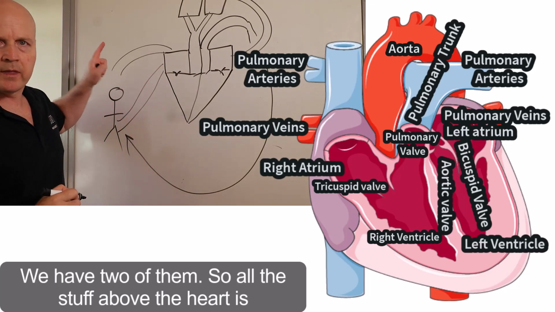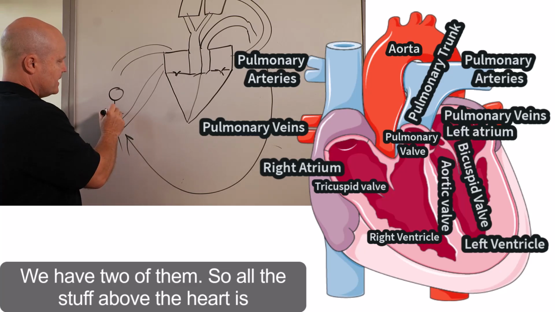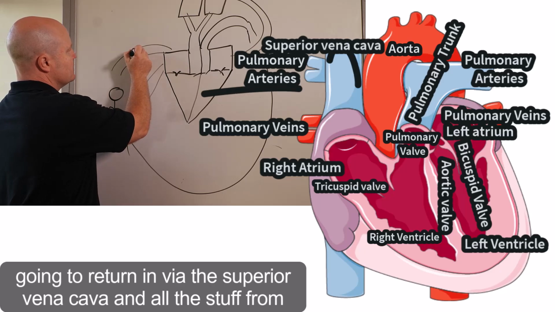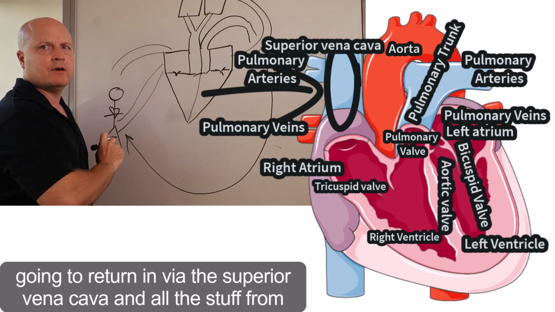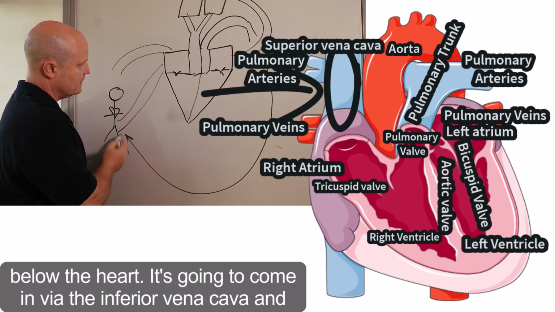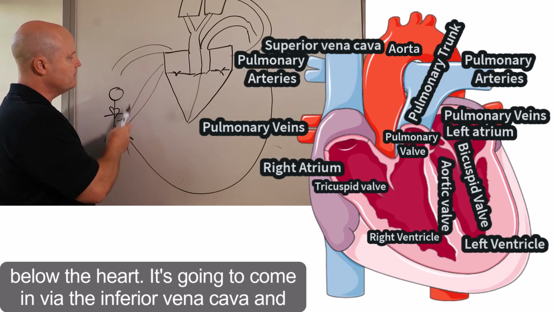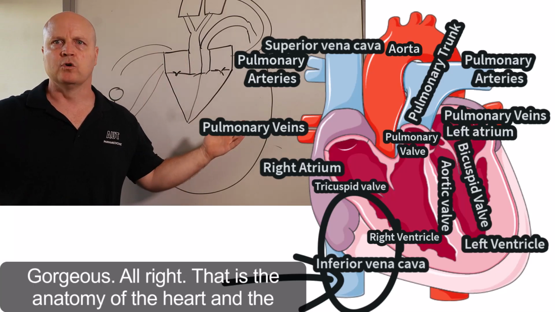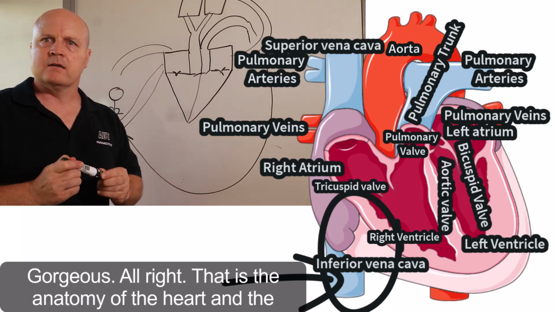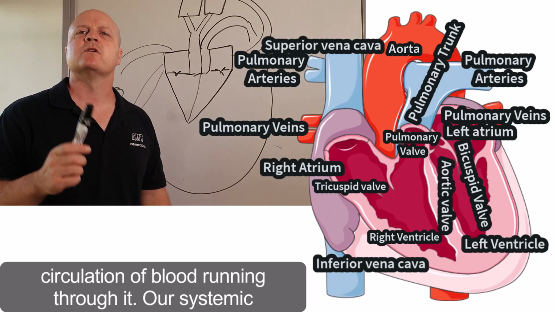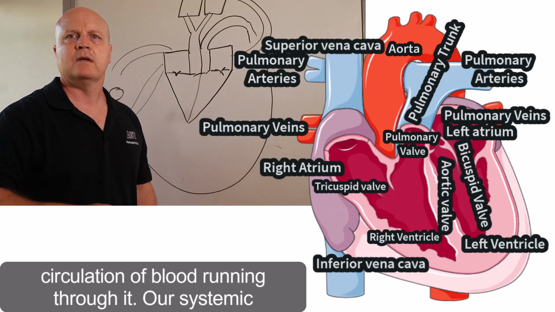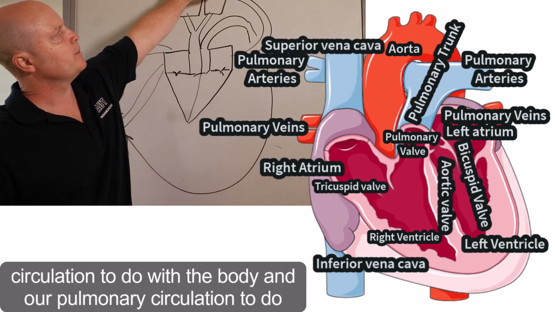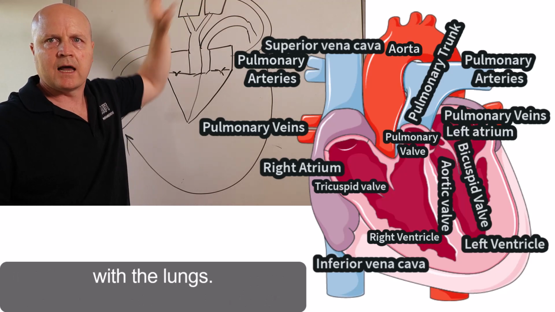We've got two of them. So all the stuff above the heart is going to return in via the superior vena cava, and all the stuff from below the heart is going to come in via the inferior vena cava. And now we're back into the right atrium. Gorgeous. All right, that is the anatomy of the heart and the circulation of blood running through it. Our systemic circulation, to do with the body, and our pulmonary circulation, to do with the lungs.